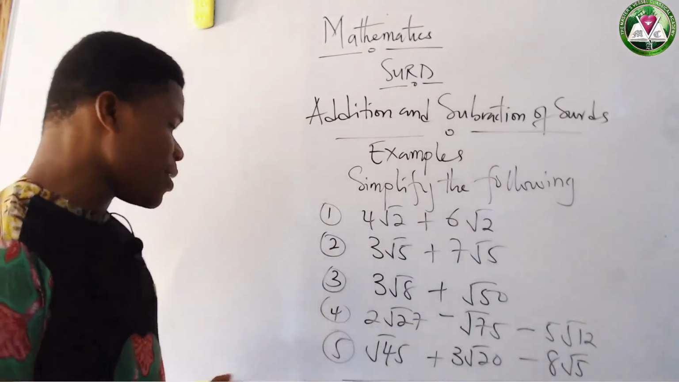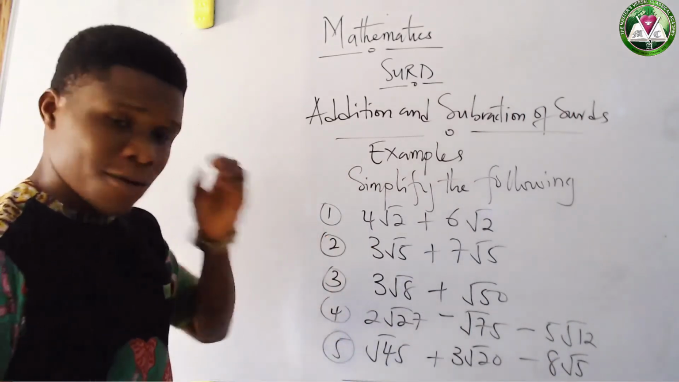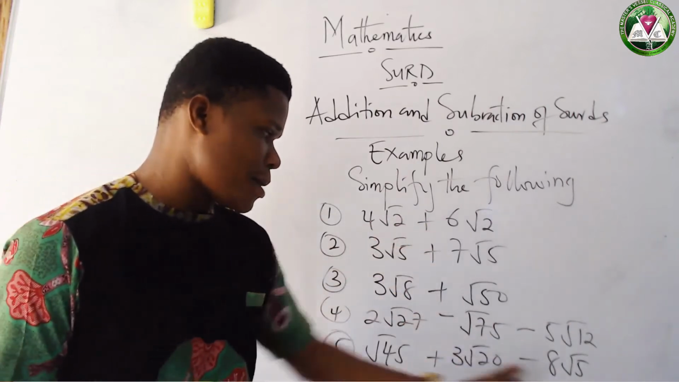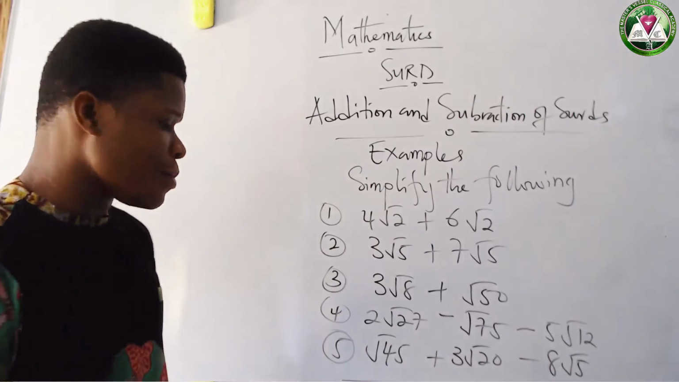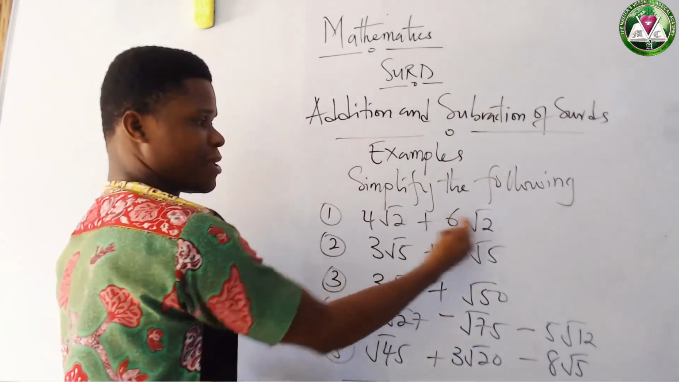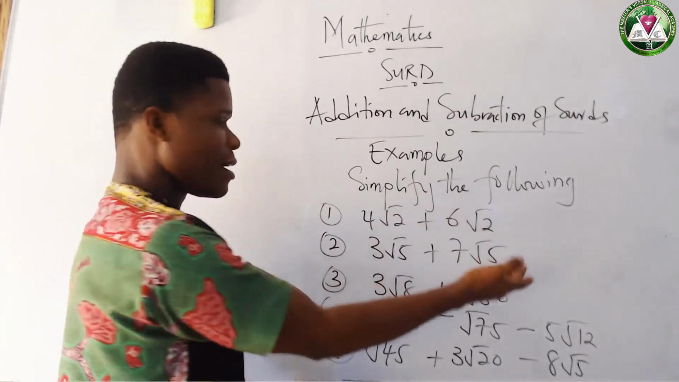So these are the questions we're going to be looking at now. With this, you can see addition, subtraction, addition and subtraction, so they go together. We're going to be simplifying to the lowest form. You can see this number 1: root 2, root 2, so it's in the lowest form, and they are like terms.